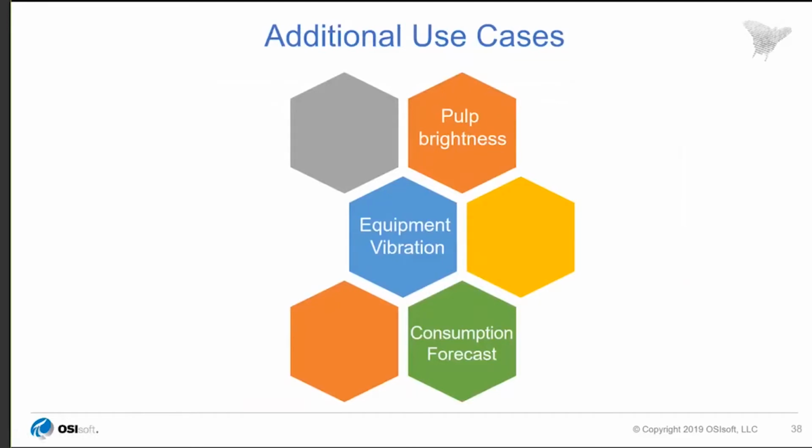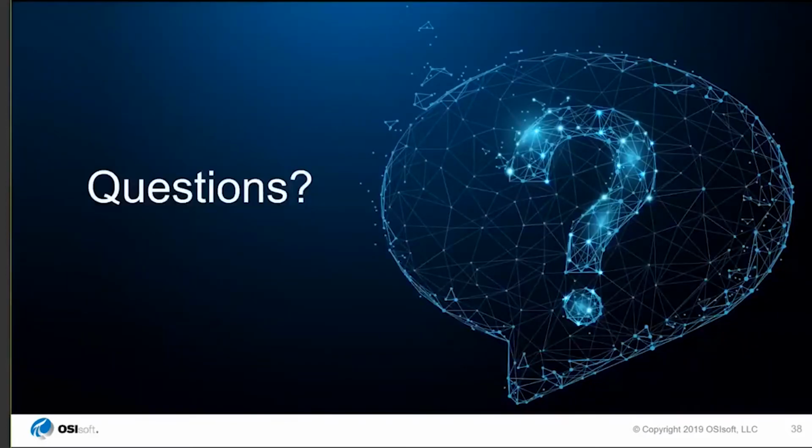So additional use cases, I already talked about the pulp brightness, but equipment vibration that can be related, let's say, to water hammers at a dissolving pulp mill. You have the consumption forecast of water and electricity, and you can probably think of other use cases that I would love to hear if you want to add them into the Q&A, the Q&A panel here in this WebEx presentation. So with that, I am ready to answer any questions or comments from the audience.